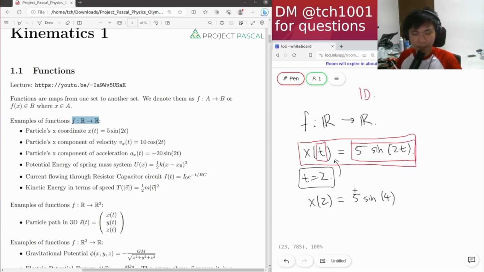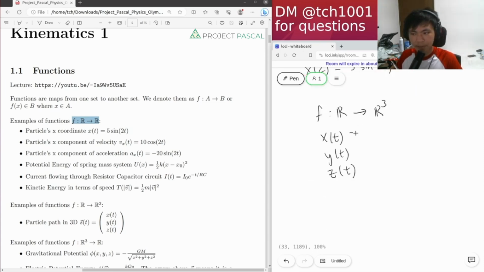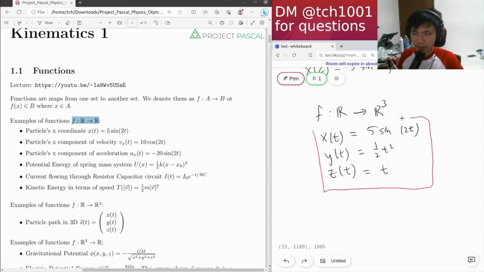Right? In 3 dimensions, we need to describe the particle's location using 3 coordinates. If you play Minecraft, you'll know that usually when you give your friend your coordinates, you give them 3 numbers. So in those cases, we'll be talking about functions from R to R3. This R3 on the right side over here just means 3 numbers put together. We can also think of this R3 as a vector, but more on that later. For example, how we can specify such a function is we provide the x, y, and z coordinates as functions of time. So perhaps x of t is 5 sine 2t, y of t maybe is half t squared, and maybe z of t is just t. This way we have specified the motion of the particle throughout time in 3-dimensional space.